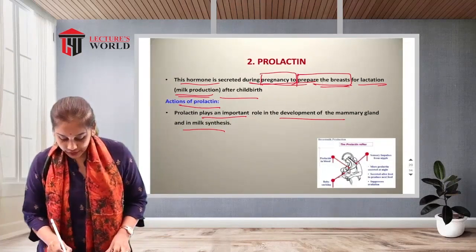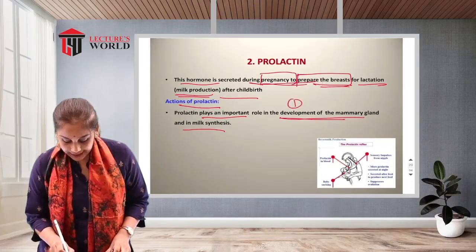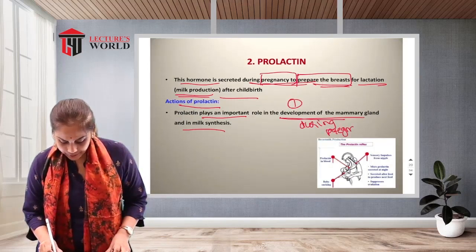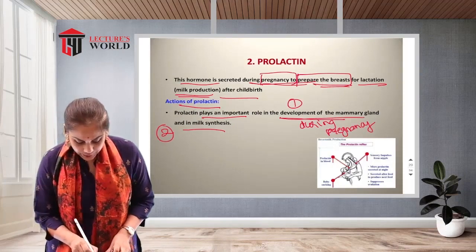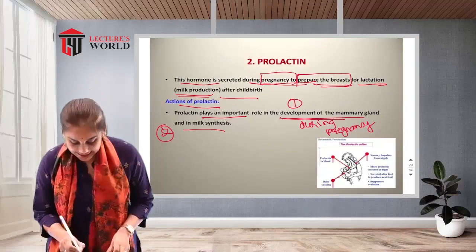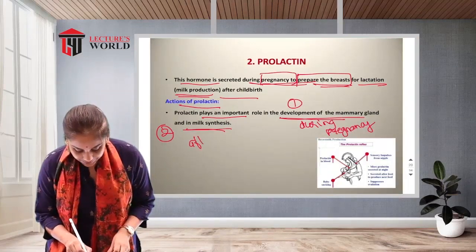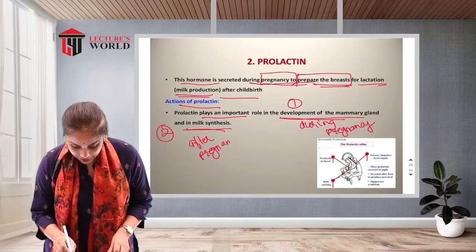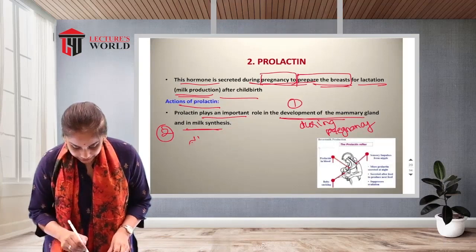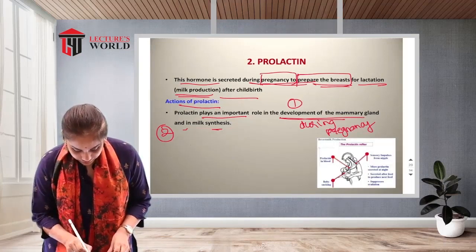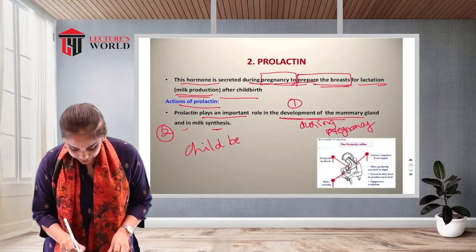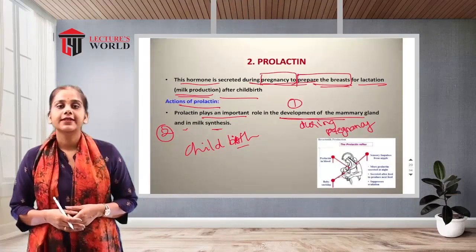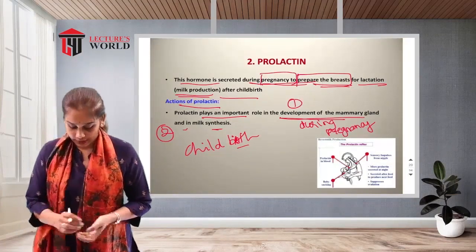Two major functions. The first one is the development of the mammary gland during pregnancy, and the second most important function or action of prolactin is milk synthesis after pregnancy, meaning after childbirth. After childbirth, it is helpful for milk production or synthesis of milk in the breast.